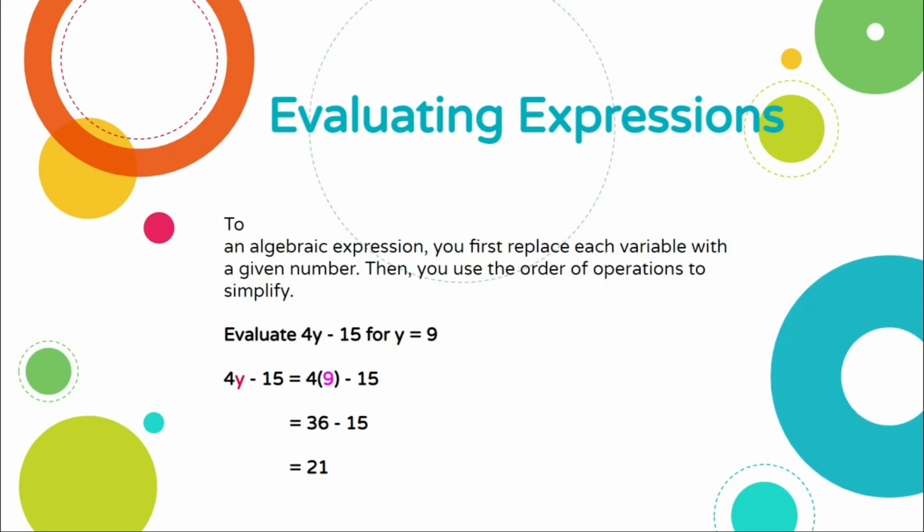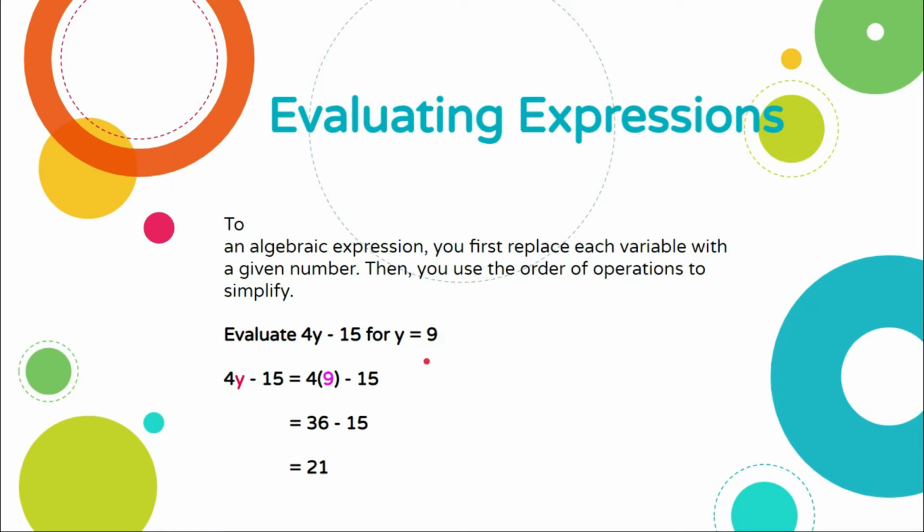its given value. So in this example down here, we are going to evaluate 4y minus 15 for y equals 9. So the variable y has a given value, which is 9. So we are going to minus 15. Next, we apply the order of operations. And we have that 4 times 9 is 36, and we copy the rest of it. So 36 minus 15, finally, we subtract, and the difference between 36 and 15 is 21.